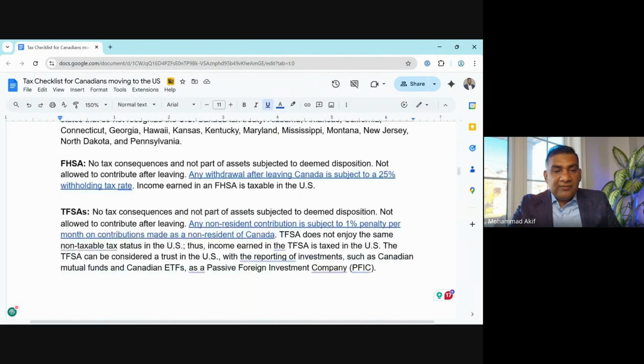So FHSA, of course, no tax consequences when you leave Canada. This is not part of deemed disposition. You're not allowed to contribute after you do leave. Any withdrawal once you do leave, let's say, for example, you have exited Canada, will be a 25% withholding rate. Income earned in the FHSA is taxable in the U.S. Again, this is an account where we have no regulation on the U.S. side. So we will do reporting, just like we do for TFSA and other accounts, right?